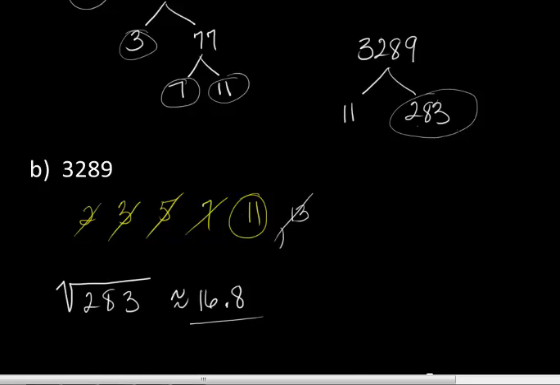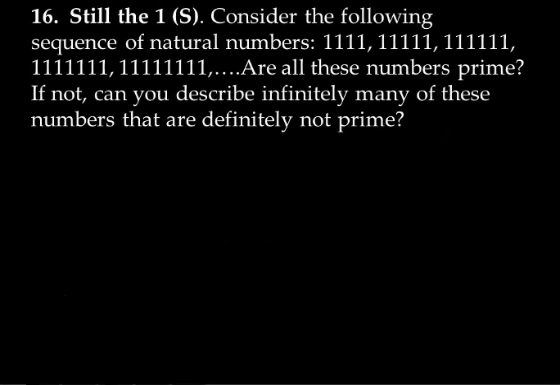We had already tried 2, 3, 5, 7. Tried 11, it didn't work. 13, no. So 3,289 is prime factored 11 times 283. 283 is a prime. So see how that square root can help you make this process shorter. This is a problem that you will see one similar to it on the test.